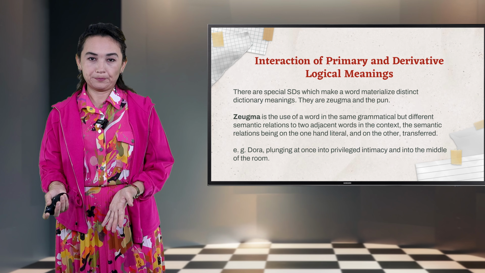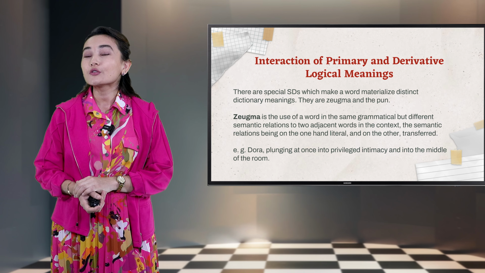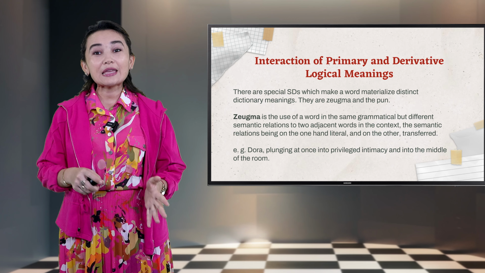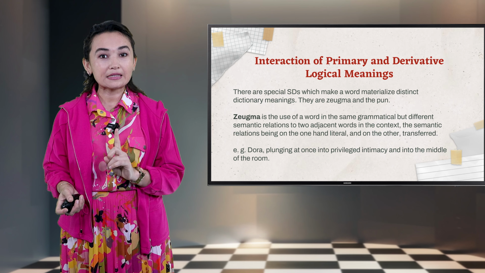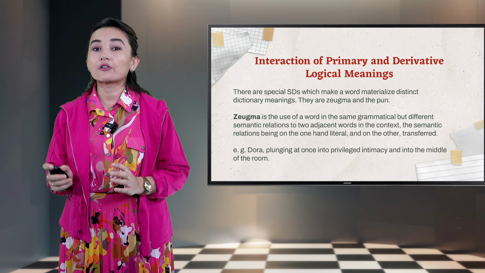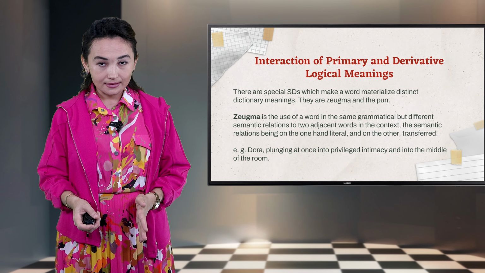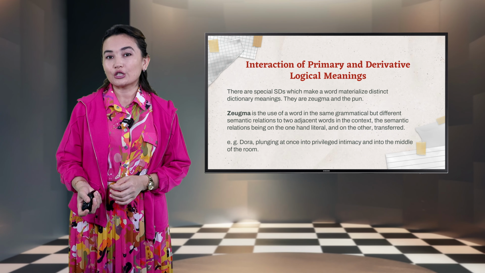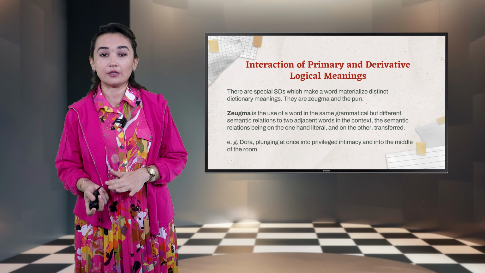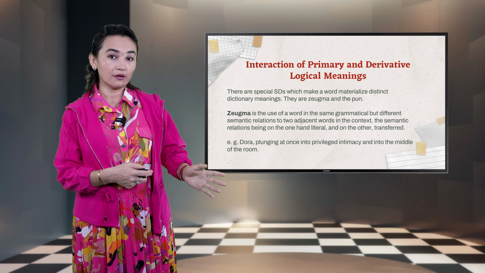And zeugma. Zeugma is the use of a word in the same grammatical but different semantic relations to two adjacent words in the context, the semantic relations being on the one hand literal and on the other transferred.